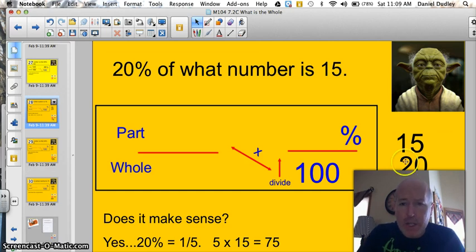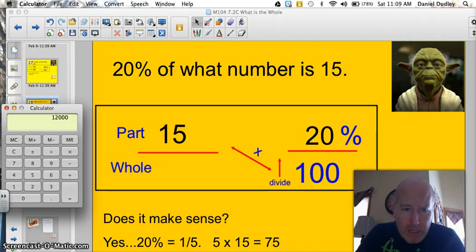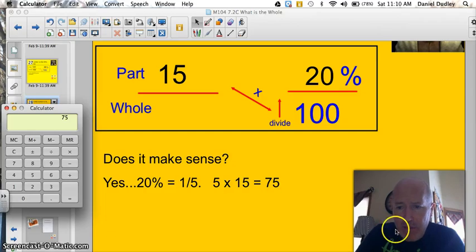All right, let's see what you did here. So I know that 20% of some number is 15. So I set it up. So here I've got my 1500. So 15 times 100 is 1500. So I got 1500, and I'm going to divide that by 20, and I get 75.